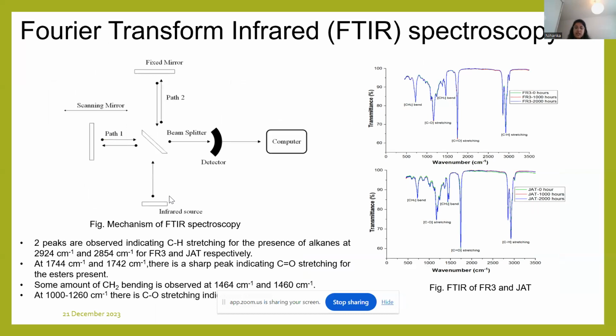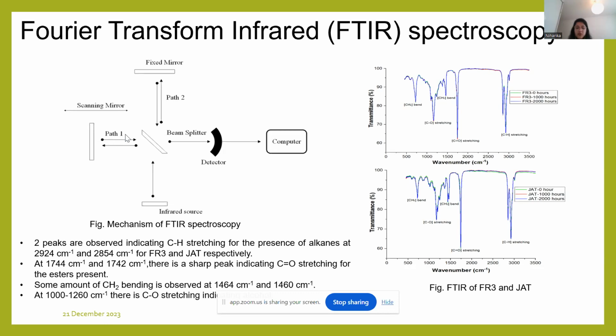After doing the aging experiments, we needed to see whether the chemical structure of the oil had changed. Visually, it changed from green to dark brown, but how much has it changed chemically inside the oil? So we used two methods. One was Fourier transform infrared spectroscopy, and another one was nuclear magnetic resonance, which we'll discuss in the next slide.